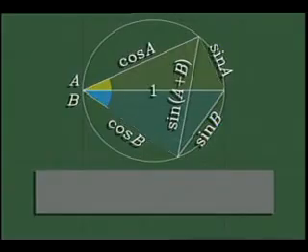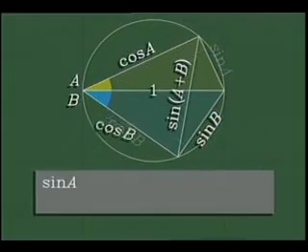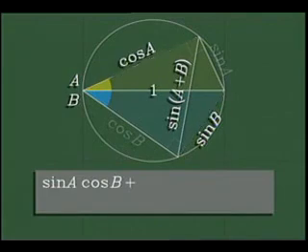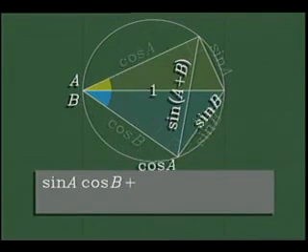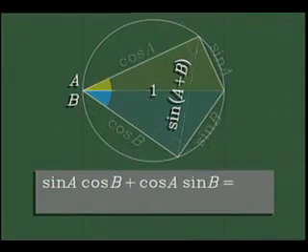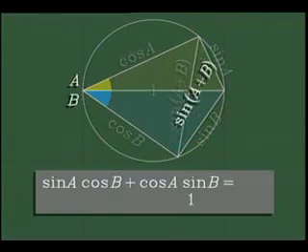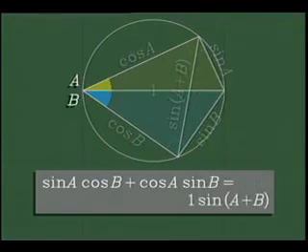Now apply Ptolemy's theorem. The product of the lengths of these two opposite sides plus the product of the lengths of these two opposite sides is equal to the product of the lengths of the diagonals. Presto, the addition formula for sines.